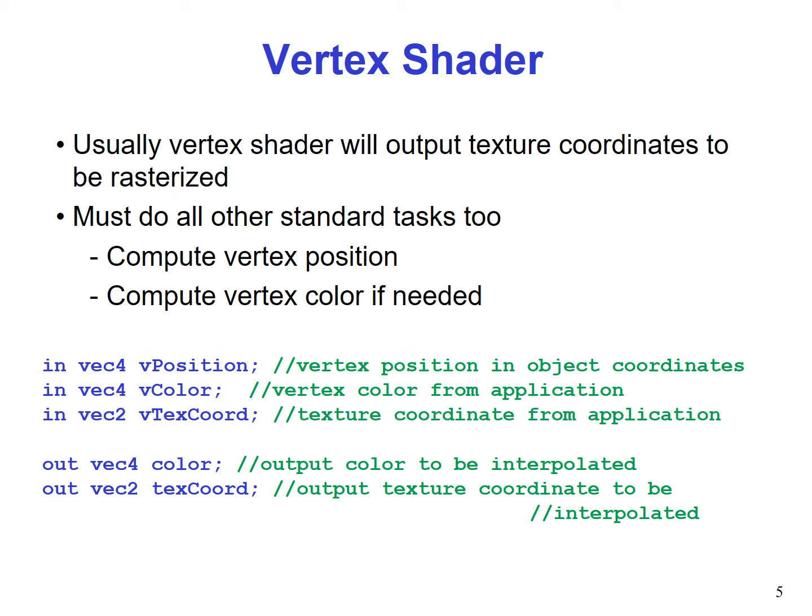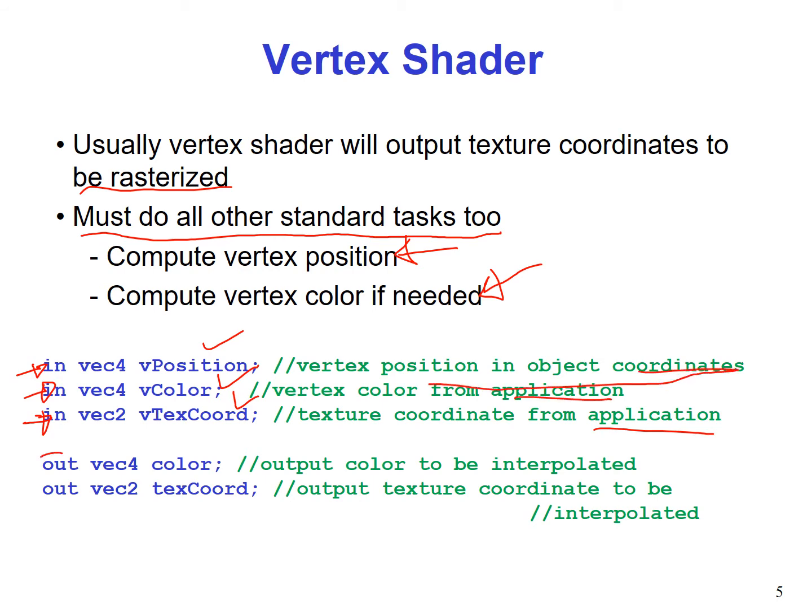Now, going back to the vertex shader, usually the vertex shader will output texture coordinates to be rasterized, but it must also do all other standard tasks that we have discussed in previous lectures, such as computation of the vertex position, and computation of the vertex color if needed. The in variables over here are coming from the program application, which are the vertex positions, the vertex colors, and the vertex texture coordinates. So all these in variables are coming from the application.